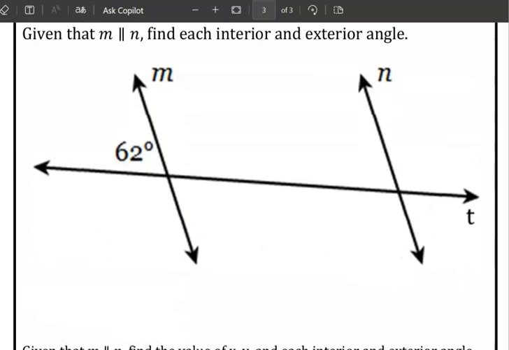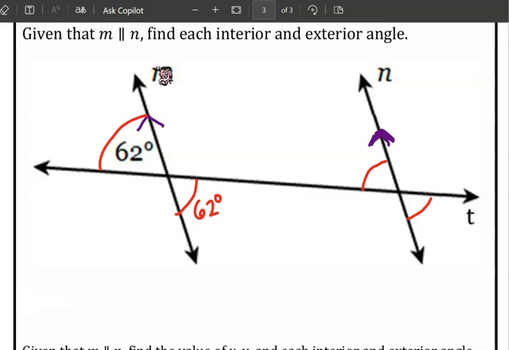Let's look at the last page. Given that m is parallel to n, find each interior and exterior angle. Another way they could denote this is writing little arrows like this. This means that they are parallel to each other. Now, something to know is that all of these angles right here are going to be the same. These are vertical angles, so they have to be the same. They're also 62 degrees.